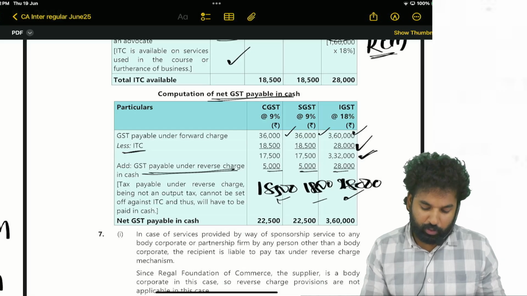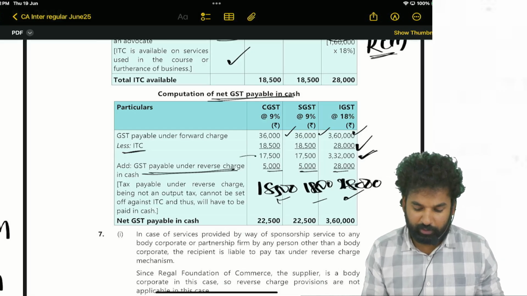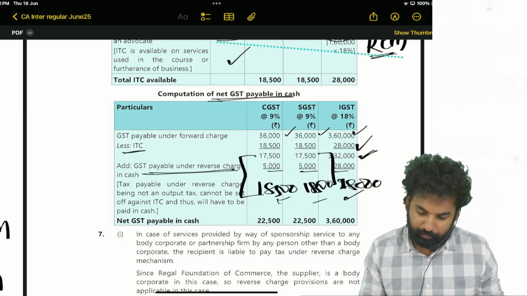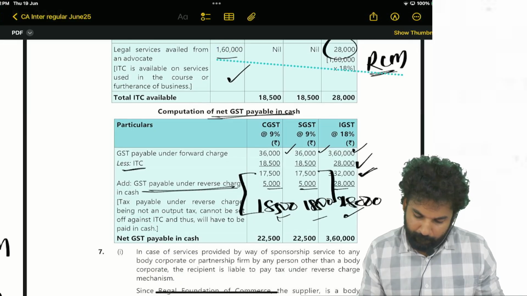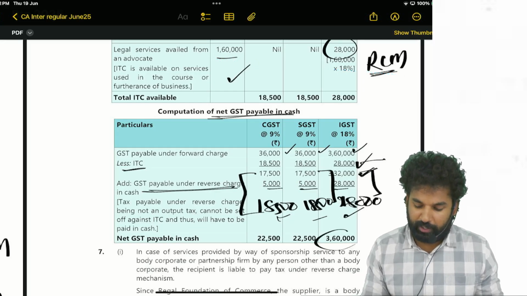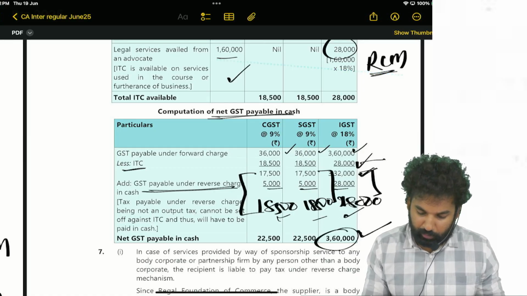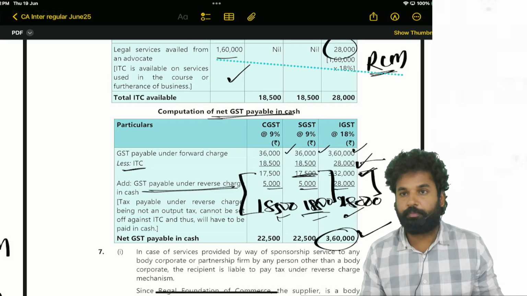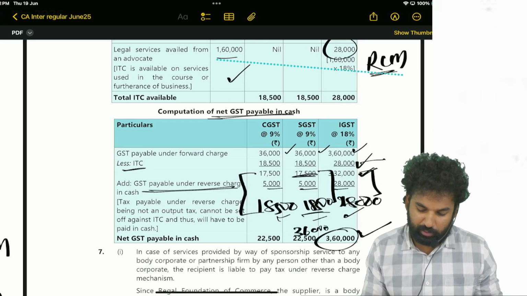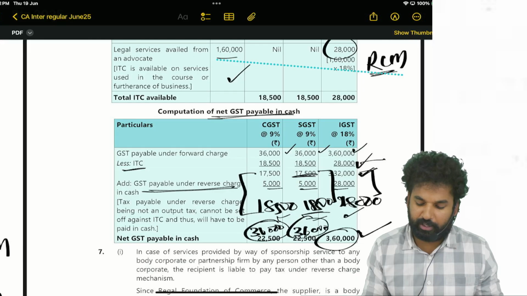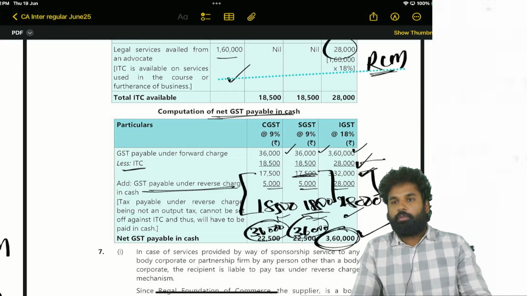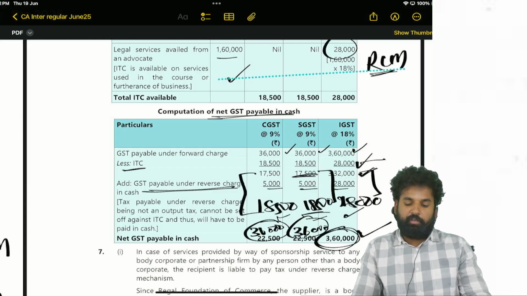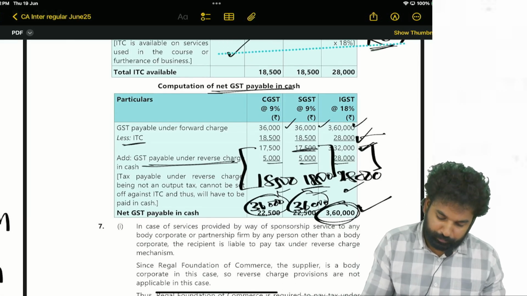Okay, right. So totally how much shall be paid in cash? 17,500 plus 18,500. Okay, next. This 28,000. 3,32,000 plus 28,000, so 3,60,000, this is correct. You add this 17,500 plus 18,500 both. How much it will be? 36,000. Simply speaking, what is the output tax liability that shall be paid in cash? Under reverse charge mechanism, 18,500, 18,500, 28,000 will be given as input tax credit, but shall be paid in cash. Right. Next.